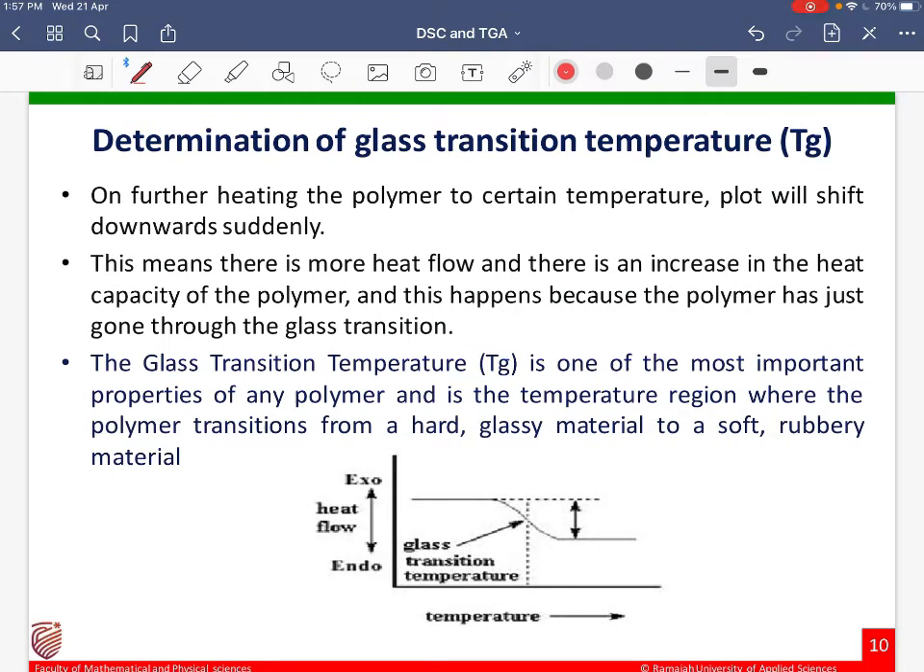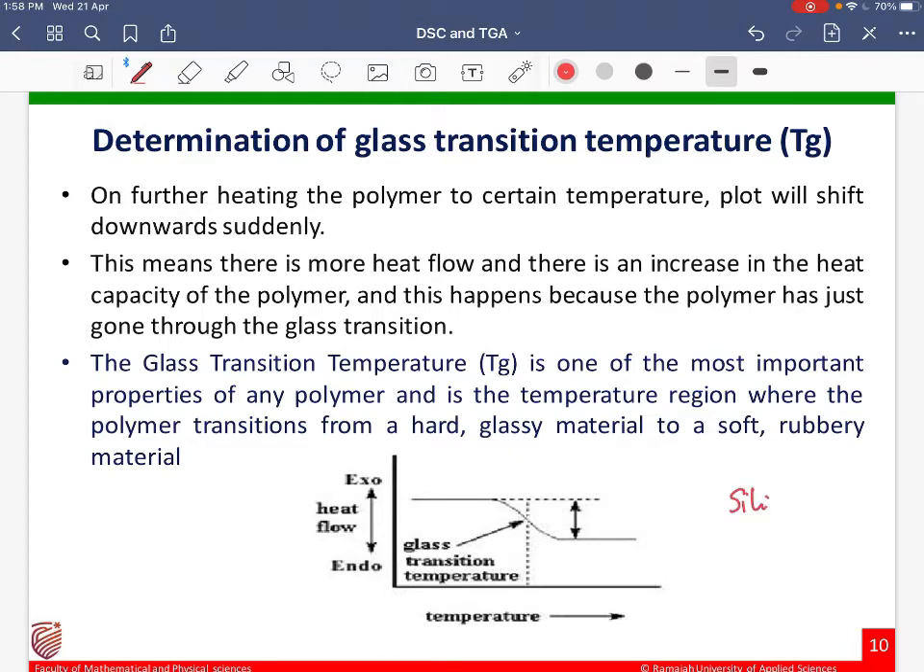Now, how will we determine the glass transition temperature? Some materials such as polymers, once you decrease the temperature below a particular temperature, the sample will become glassy. Or if you increase the temperature above that particular temperature, the polymer will change from glassy to rubbery. That transition temperature is known as the glass transition temperature. So glass transition temperature is one of the most important properties of any polymer and is the temperature region where the polymer transitions from a hard glassy material to a soft rubbery material.